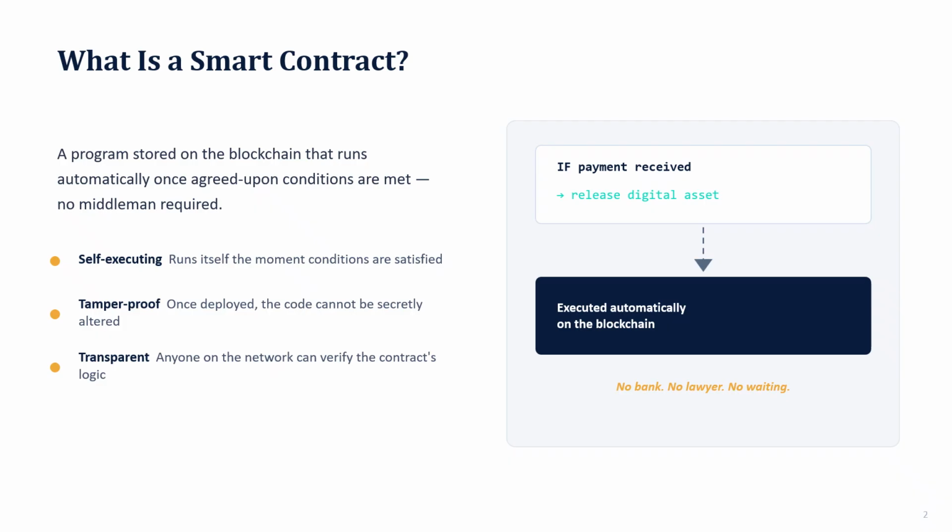Now we are going to see the definition of a smart contract. A smart contract is just a program stored on a blockchain that runs automatically the moment its conditions are met. Think of it as a vending machine. Insert the right coin and the machine cannot refuse to give you the snack. There is no cashier to argue with. That's the whole idea. If the payment is received, then release the asset. And it happens without a bank, a lawyer, or an escrow agent in the middle.